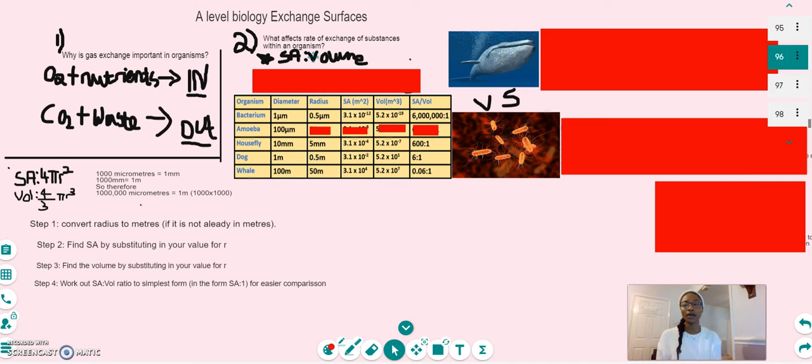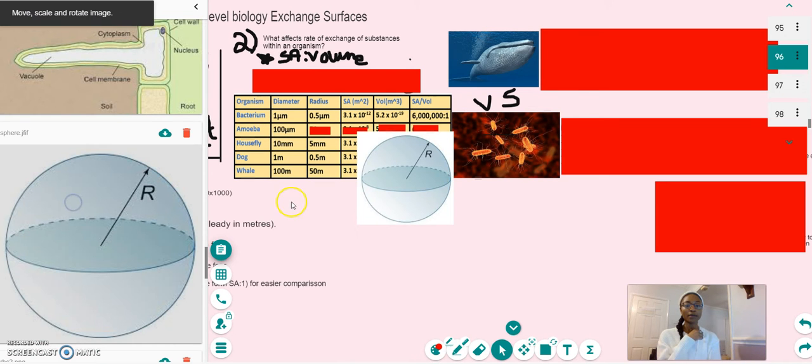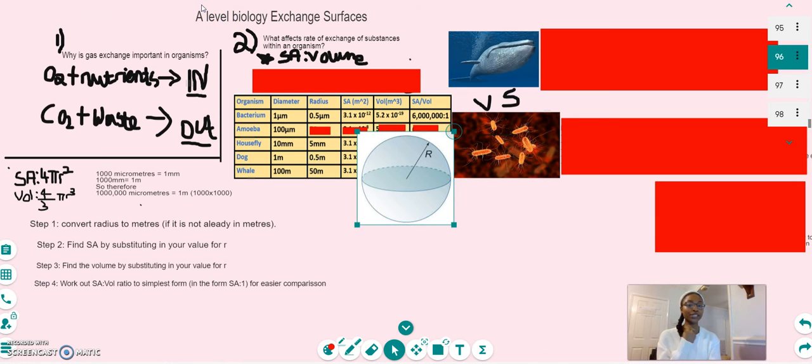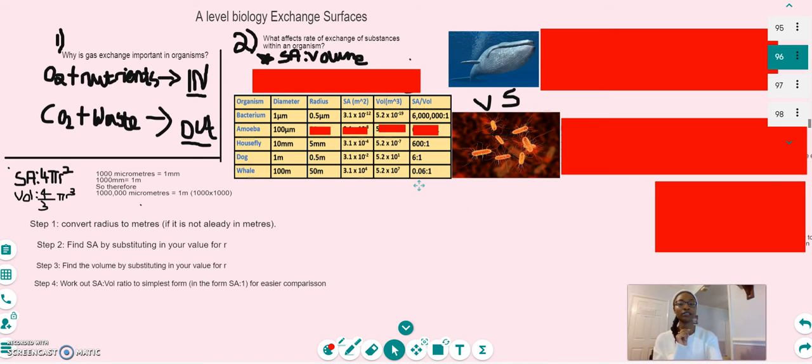You've probably heard of this phrase before. A lot of the time when we're looking at organisms in biology, we like to represent them as spheres. This is because a sphere is a 3D object and we are 3D. Also it's got quite a rounded shape, and as organisms we don't have rigid shapes; we're more rounded in the way that we're formed or designed.